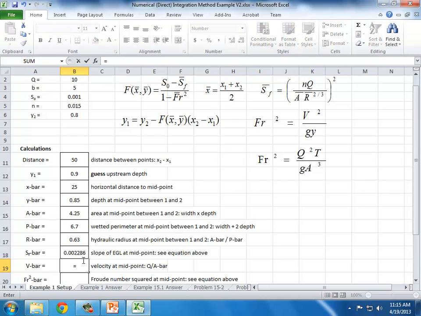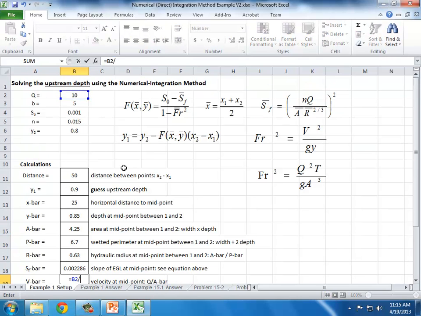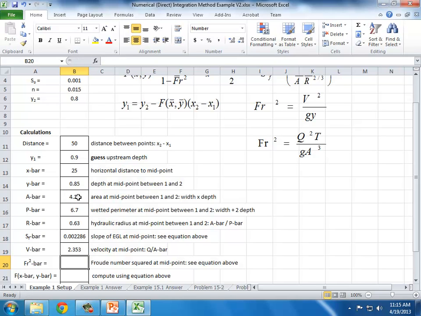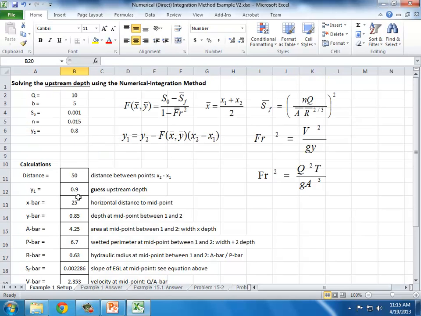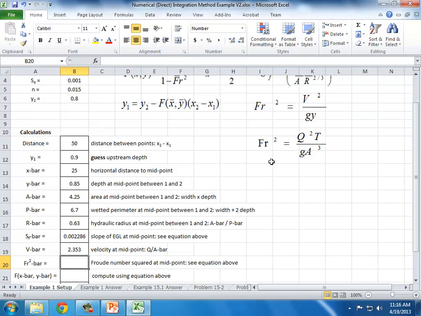Velocity at the midpoint will be the flow rate divided by the area. The Froude number squared, we've got the equation here. One way of writing the Froude number squared for a rectangular channel is just v squared divided by g, 9.81, divided by y at the midpoint, because this is the Froude number at the midpoint, so the depth we're going to have to use is the depth associated with what's going on at the midpoint.